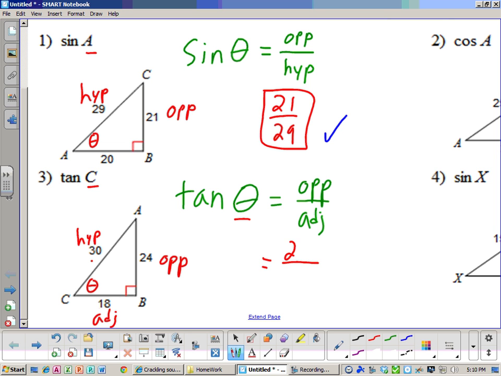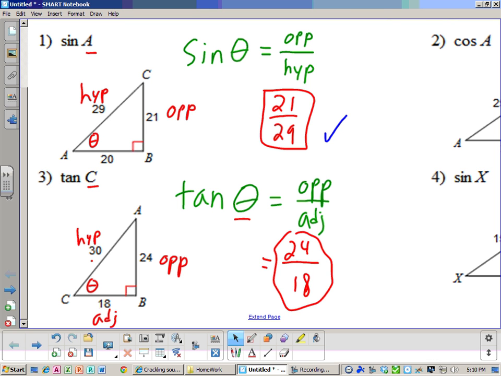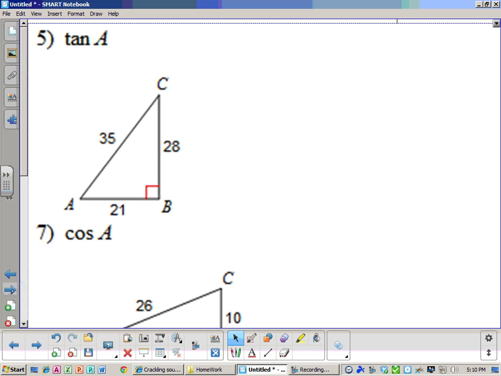The opposite is 24. The adjacent is 18. And that's good enough. All right, don't worry about reducing. I know you could do that easily with your calculator. Let's move on to number 5.